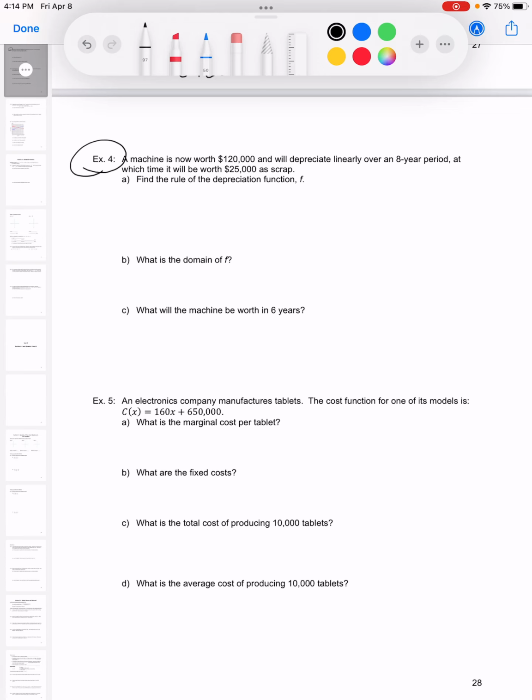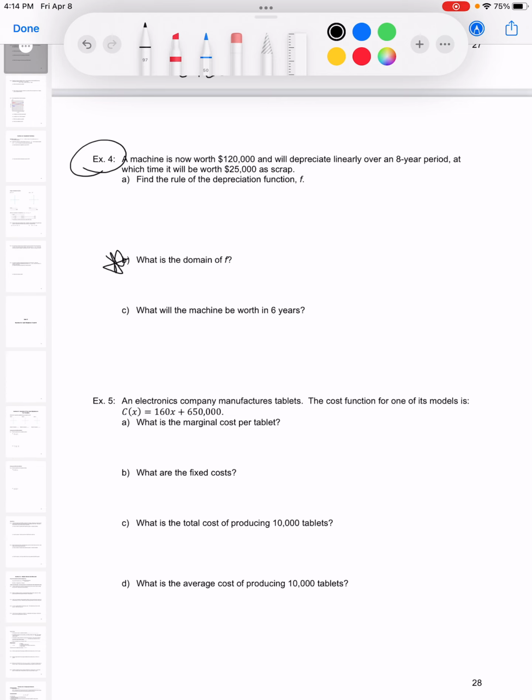So this example 4 here is going to work like that one I just did in the last video, except for part B. So skip part B, just try to do A and C. So it's going to work just like that last one. So look at that example 3 and give it a shot. So go ahead and hit pause, work through A and C, then hit play again, and we'll go over these. All right, let's go over them.